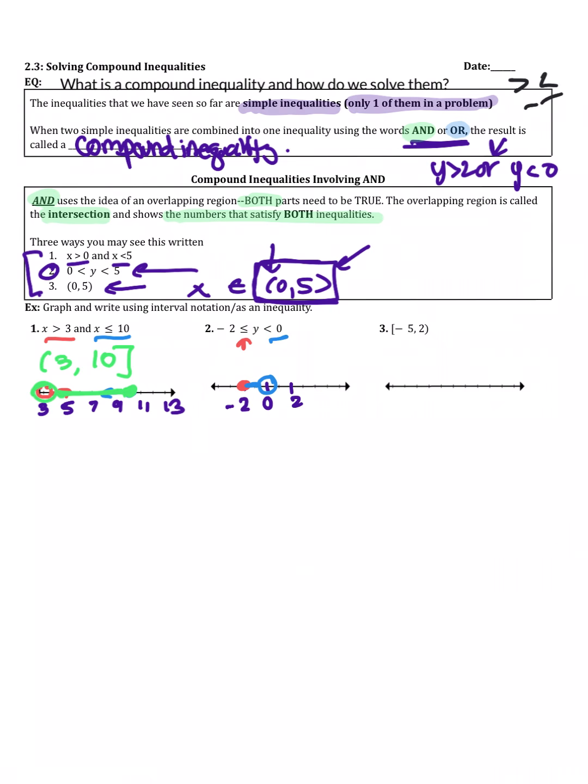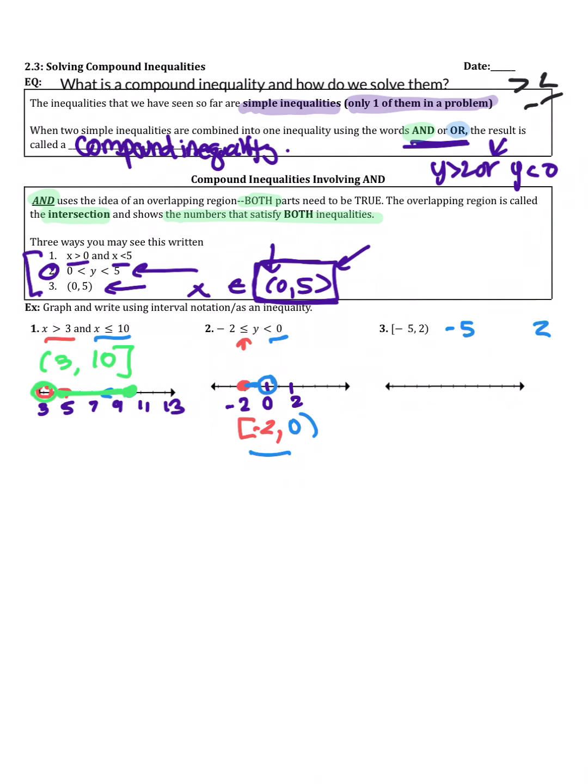And if we rewrote this using interval notation, closed circle at -2 means square bracket, open circle at 0 means parentheses. This would be our interval notation. Now, number 3 is already written in interval notation. So let's first write it as an inequality. And if you want to, you can go ahead and pause the video and do that on your own. Otherwise, we can do that together.